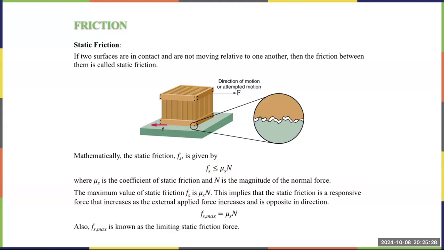And this is the Fs max, the maximum amount of static friction. So what happens beyond this force? If I apply a force beyond this value, then only this crate will start moving. Any force that is below this static friction force, this object will not move. It will stay put. And this maximum amount of static friction force is also known as the limiting static friction force.